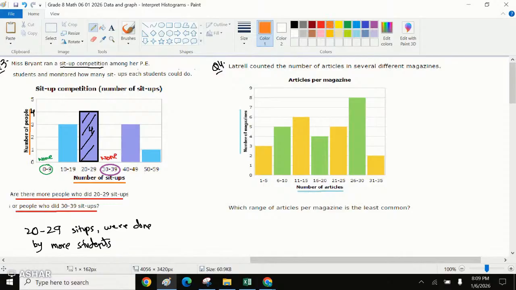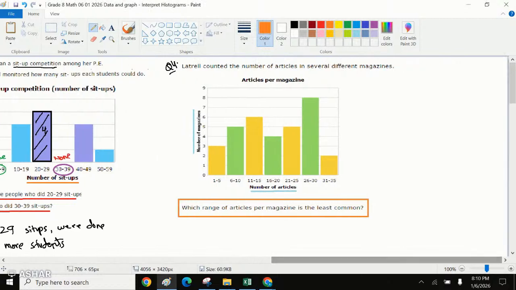So the question we have is, it's asking us which range of articles per magazine is the least common. We have to find the minimal, okay? Least common would mean we have to find the minimum value. Okay, so we need to look for the shortest bar. We can directly do this answer.